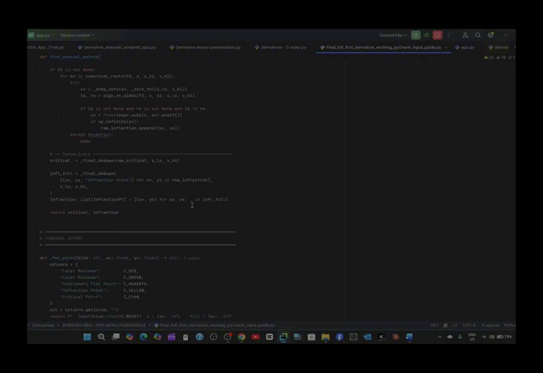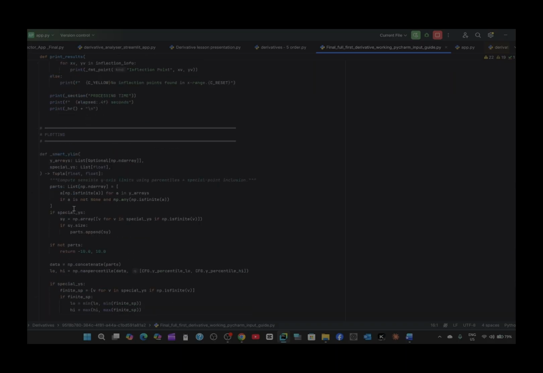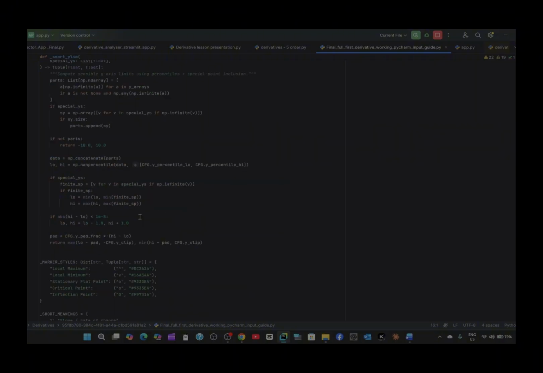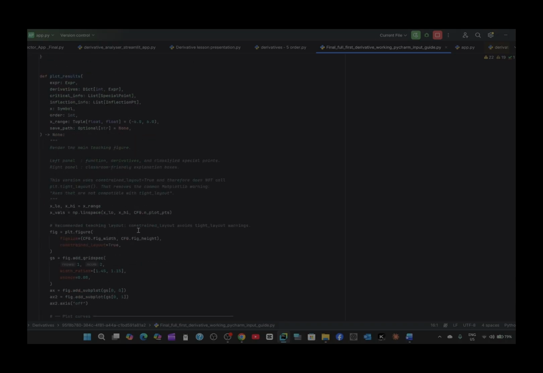Derivative first one, second one, critical, and all this local, where local makes sure there's red, green, magenta, yellow, cyan, all different colors, right? Format the summary, then output the critical points, compute the central y as a limit using percentile, specify inclusion, that part of the program. Marker is all the points we said before. Slope, all this explanation, is shown in the chart.